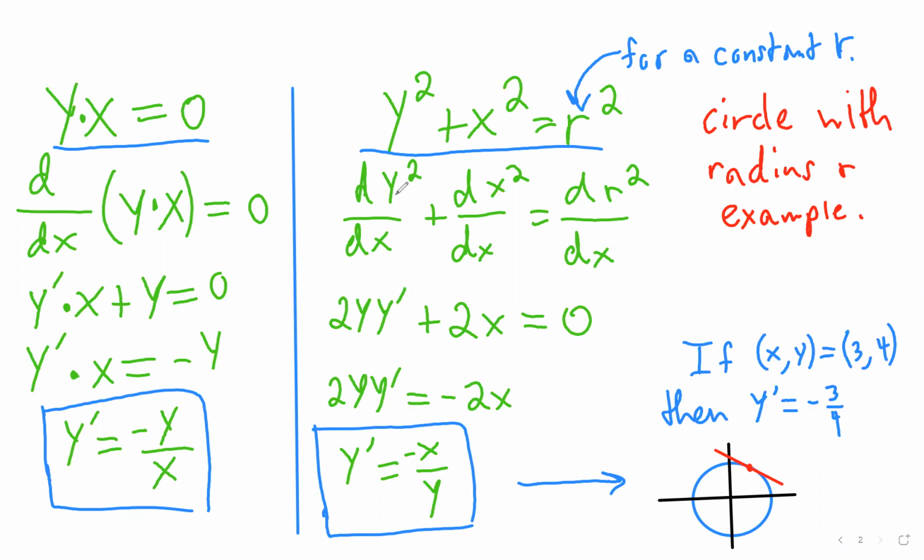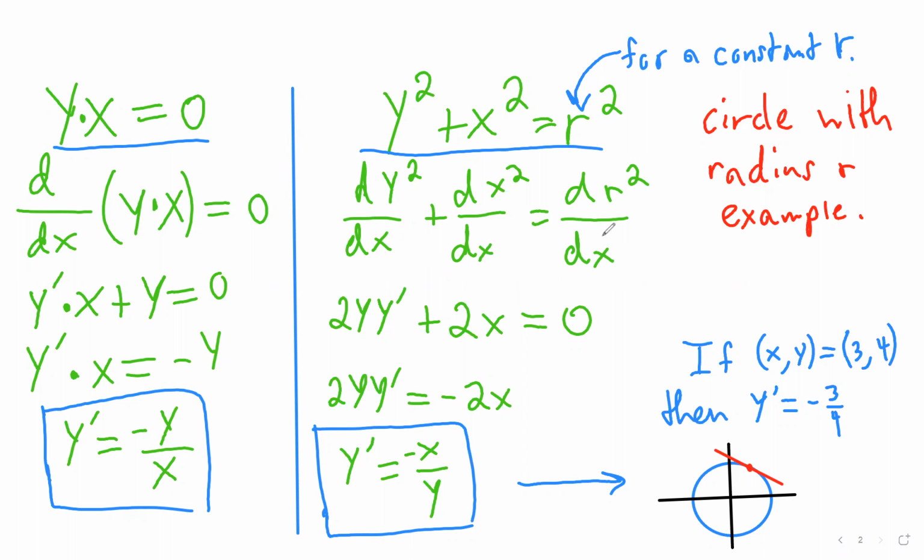of y squared, where y squared is just a term being differentiated by dx. Then we would add the derivative of x squared, where x squared is just a term and we're differentiating it. And then we would set it equal to the derivative of r squared, where r squared is just one term. It's being differentiated with respect to x again. And so this is the way that we would do implicit differentiation for this relation, where we're just differentiating each of the individual terms and seeing what we would get out.